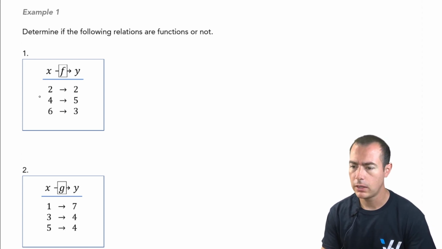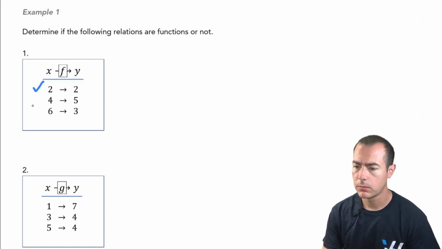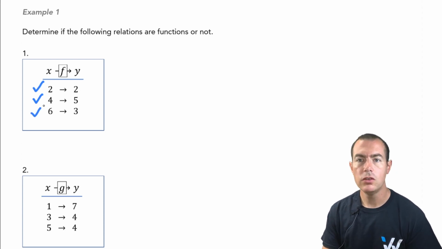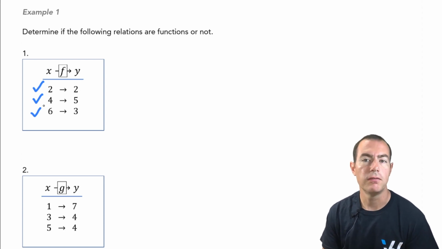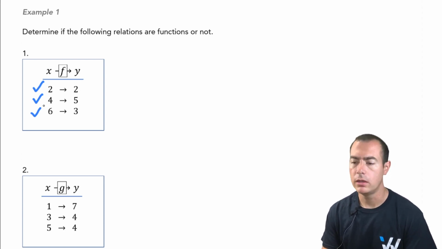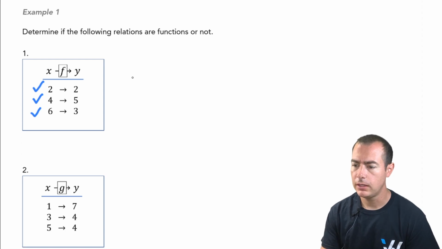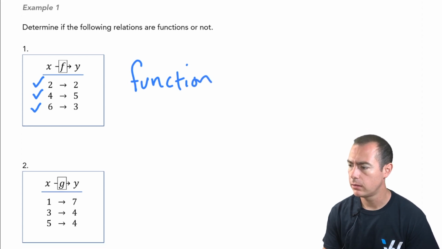All right, so going down the list, we see that 2 is connected to 2. That looks pretty good. 4 is connected to 5. That's also pretty good. And 6 is connected to 3. So there is no instance where, let's say, 2 is connected to two different values. Everything is connected to one value. So we can say that, yes, this is a function. Moving on.